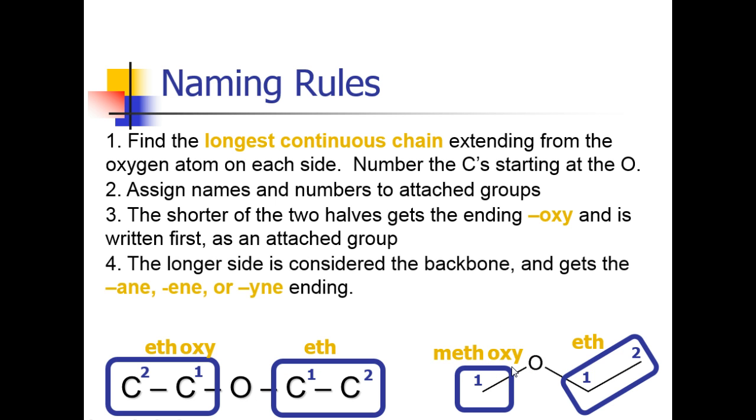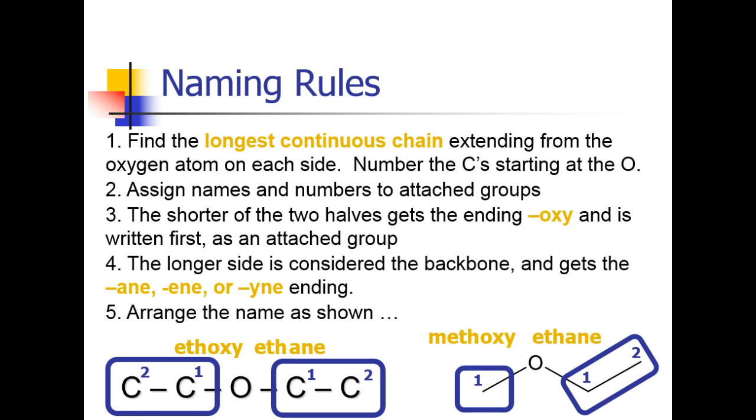And then let's go ahead and add our endings to the side that's longer. We have ethane, so this one is ethoxyethane, and this one will be methoxyethane. All right, so arrange the name so it's closer together. Final product: ethoxyethane, and this one methoxyethane.